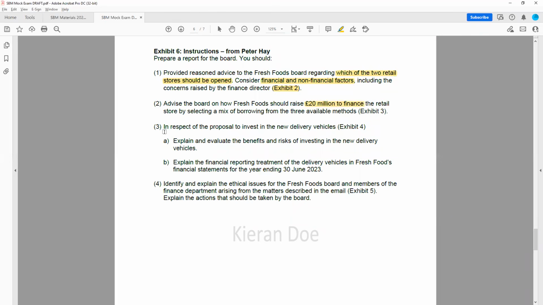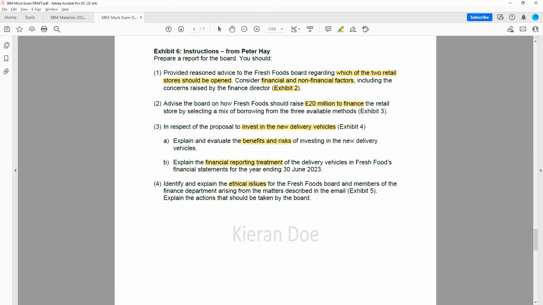Then we have, in respect of the proposal to invest in the new delivery vehicles, we had to explain and evaluate the benefits and risks of investing in the new delivery vehicles and explain the FR treatment of the delivery vehicles. So again, more of an FM based question here, looking at the decision whether to invest or not, possibly with a bit of business strategy because we're looking at benefits and risks. And then we've also got an FR requirement here. And then finally, we've finished off with an ethics question.